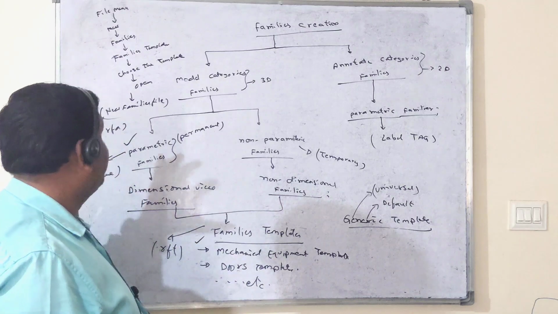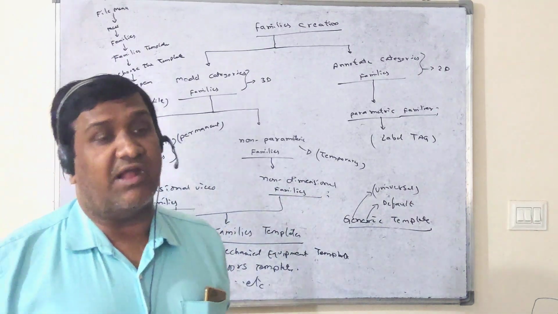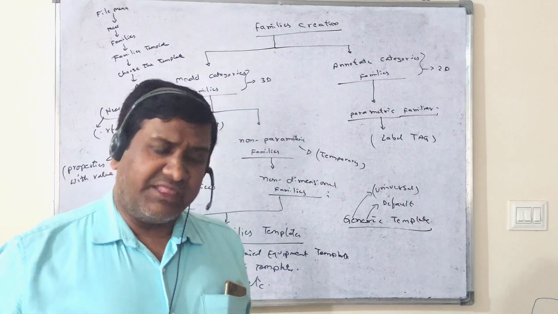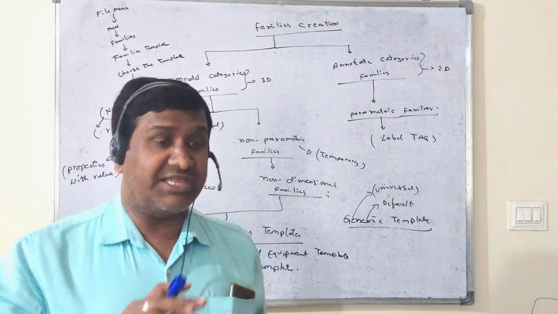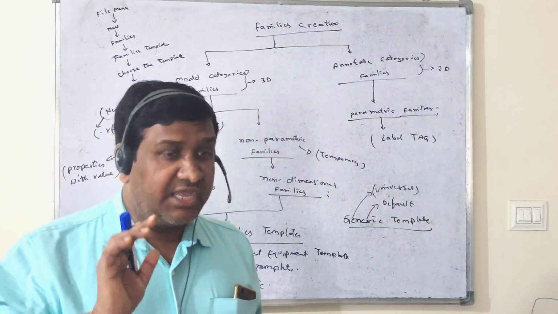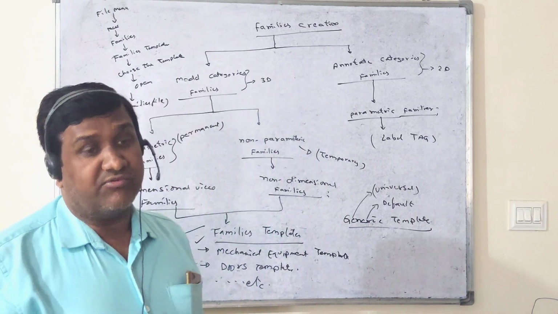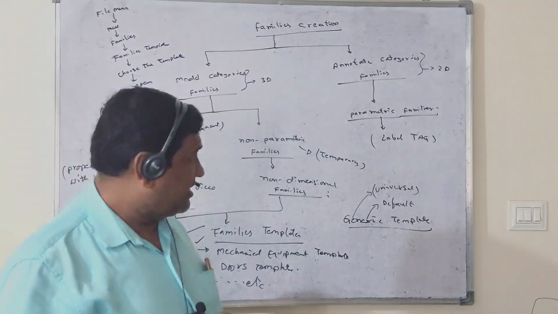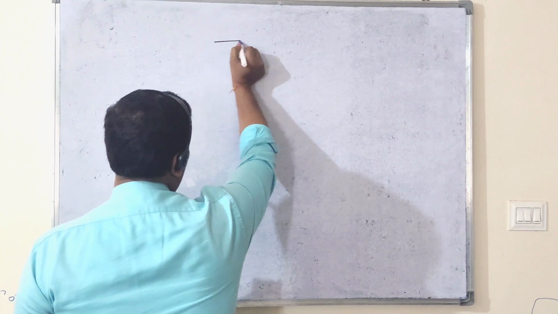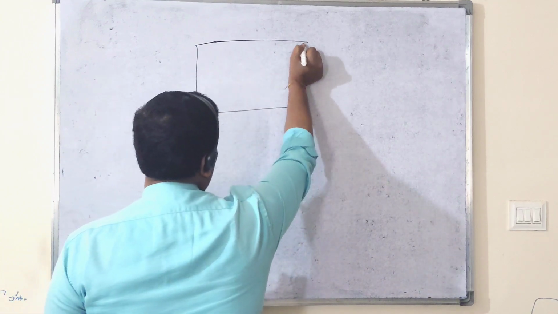So after getting the family creation, what do we have to start and what do we have to go for in the creation? Most of the people create the families, but they do not follow the process and the concept. So we have to follow some of the concept and process, and based on that we have to create the families. Okay, so we're going to take the new template.